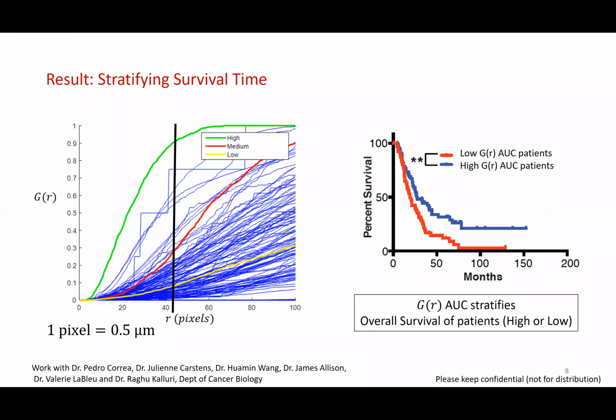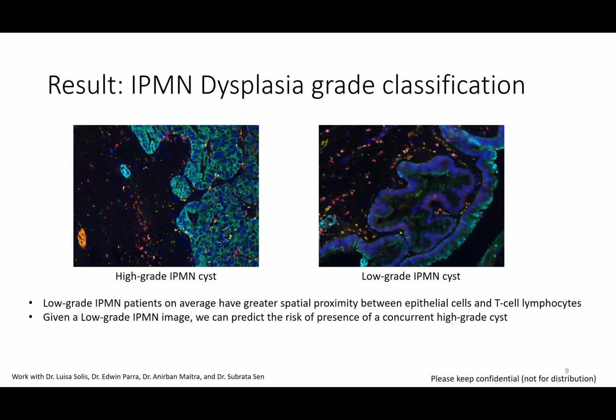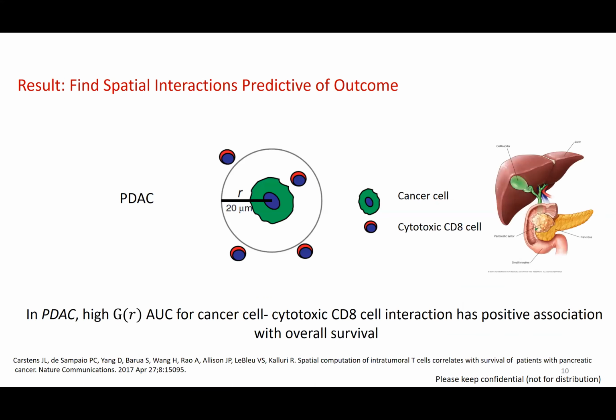So here's an example where we did this for stratifying survival based purely on multiplex IHC data and those spatial infiltration curves for survival and prognostic modeling in pancreatic disease. You can use this not just for survival modeling, but also, for example, to aid with histological classification, like classifying low and high grade disease.